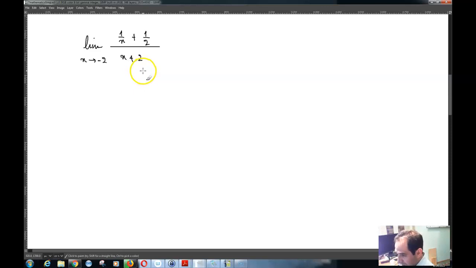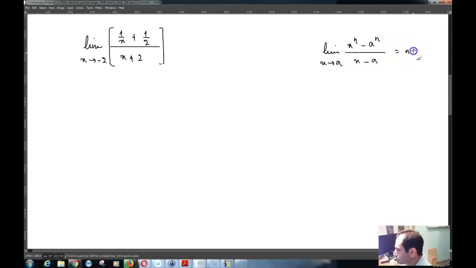Now here you can somehow use the substitution method, and most probably you also need to use this limit of x raised to the power n minus a raised to the power n over x minus a, as x tends to a, which is equal to n times a raised to the power n minus 1. You need to use this thing over here.